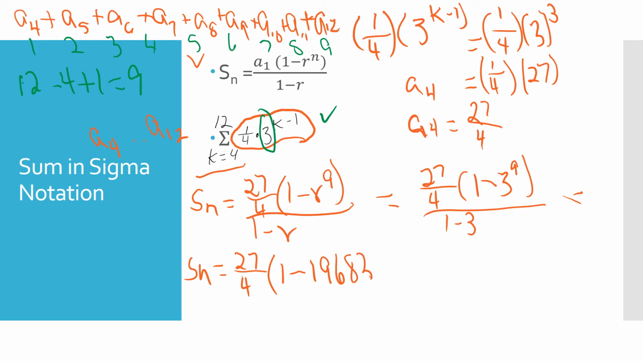19,683 over -2. Whew, this is going to get nasty. So I think for the space, I'm just going to put this into the calculator.